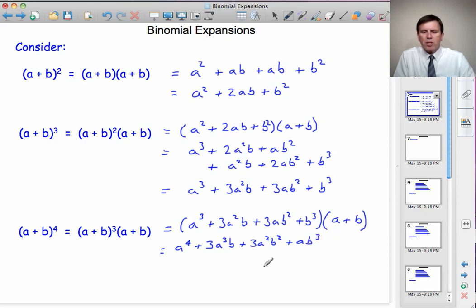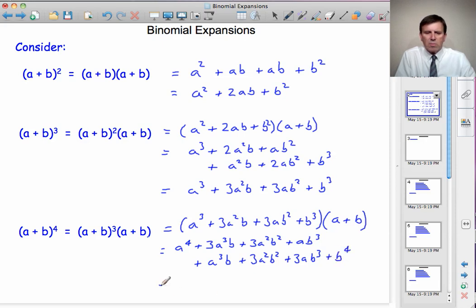Now let's multiply the first bracket by the b. Plus b times a cubed is plus a cubed b. Plus b times 3a squared b is plus 3a squared b squared. Plus b times 3ab squared is plus 3ab cubed, and finally plus b times b cubed is plus b to the 4.